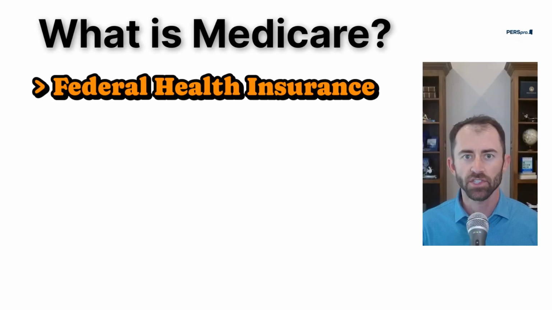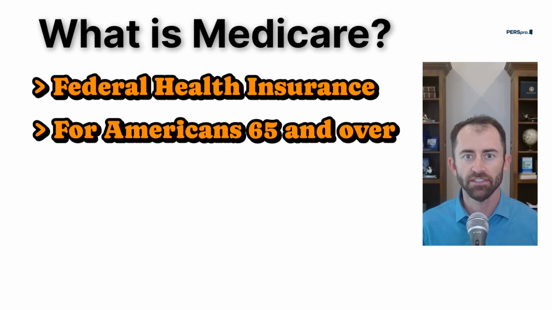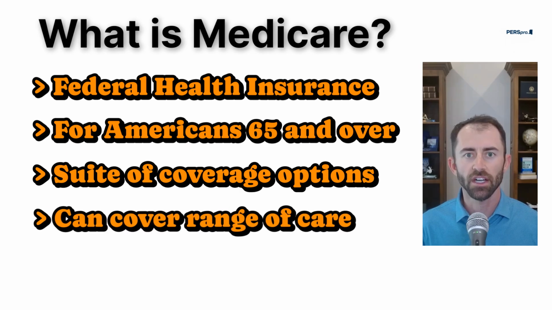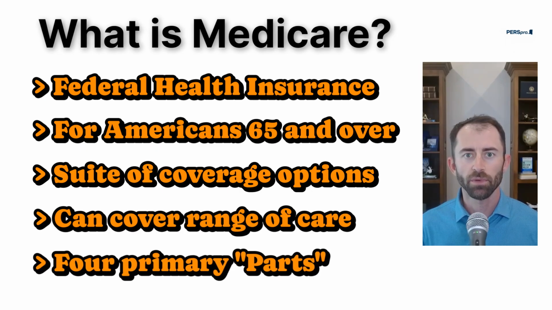What is Medicare? Simply put, Medicare is federal health insurance designed for Americans age 65 and older, though it also covers younger individuals with certain disabilities or conditions like end-stage renal disease. Think of Medicare not as a single plan, but as a suite of options. Depending on what you select, it can cover everything from major surgeries and hospital stays to your monthly prescription drugs and even extra benefits like dental and vision care. There are four primary parts to Medicare that we will discuss today.